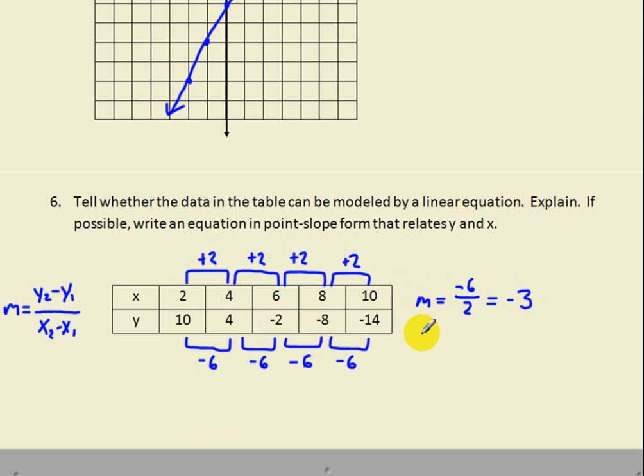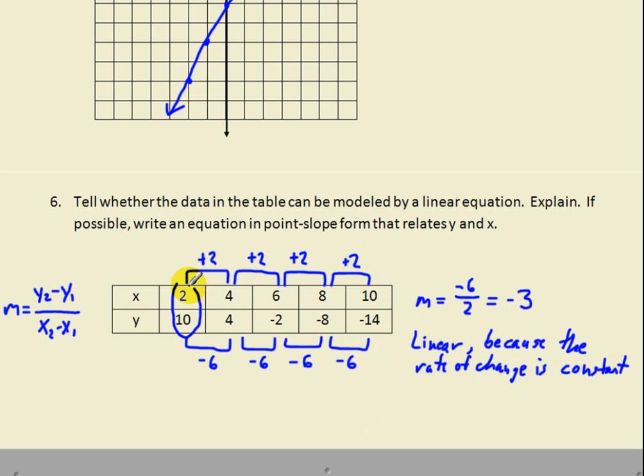So yes, this is linear. Linear because the rate of change is constant. So rate of change, or remember that's the same thing as slope, is constant. And a constant rate of change means this is linear. And then we have our slope. Now we have to pick a point. And it doesn't matter which one you pick.